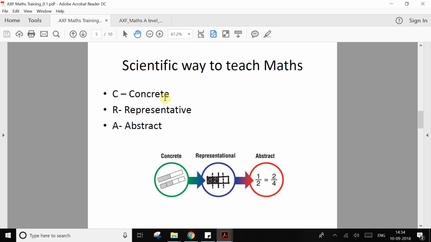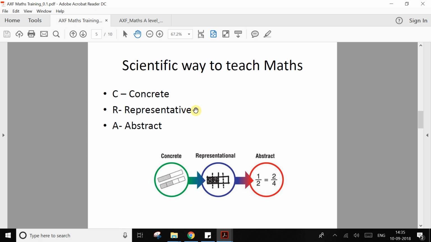Those are concrete. To teach division, you can use stones. They have to use concrete materials to be able to use their hands and do it. So that is concrete: using concrete materials to teach a concept. After that, it is representative. Representative means using pictorial forms to teach a concept. Especially in AXF, the workbooks have a lot of picture sums for children to be able to understand the concept.